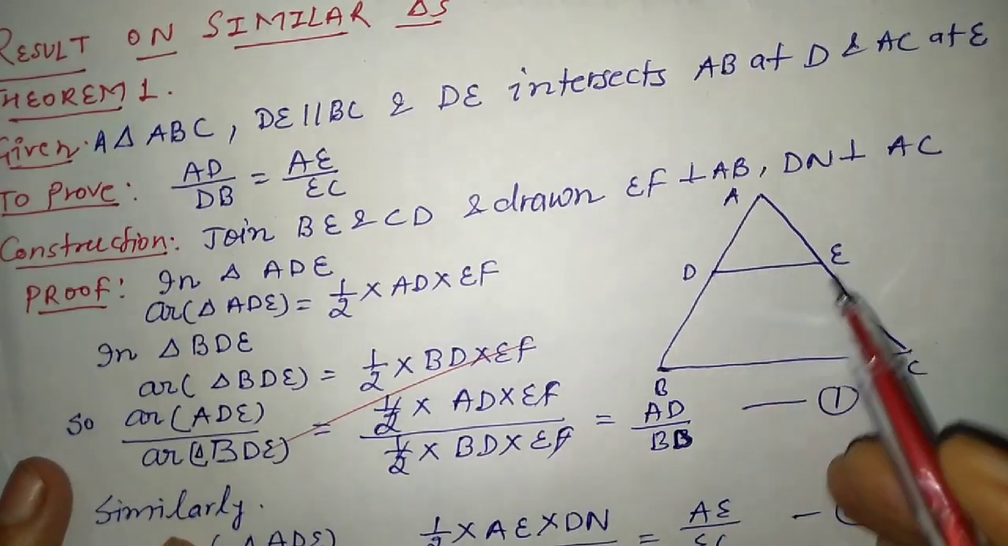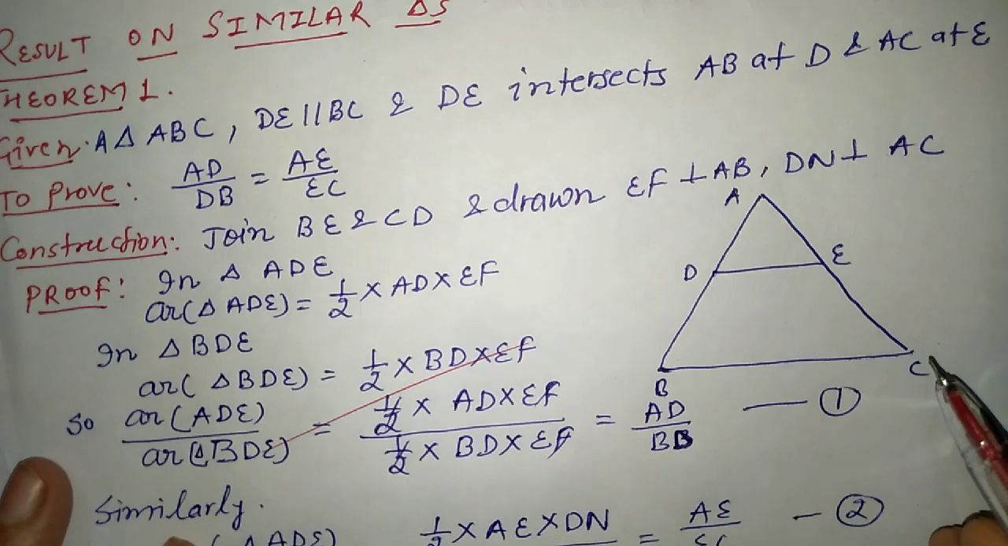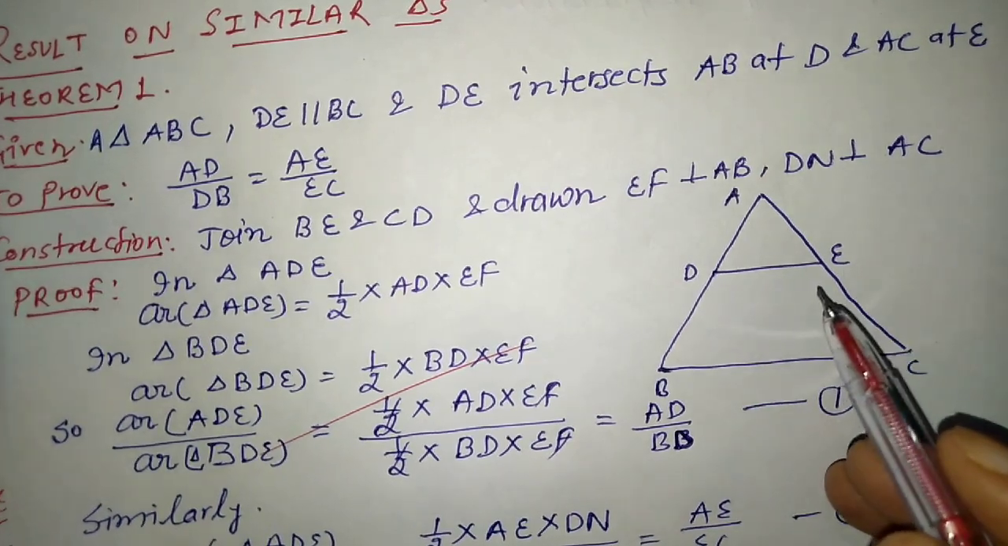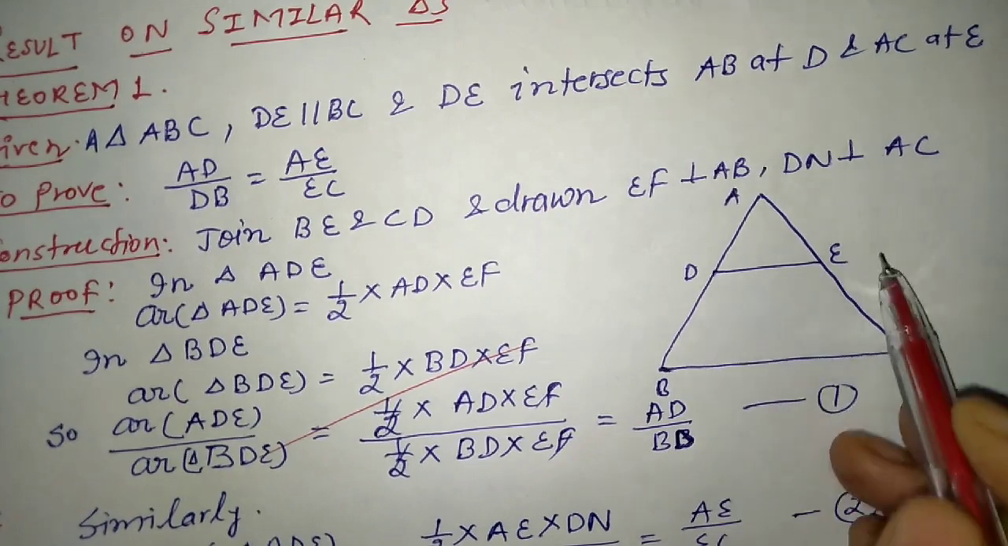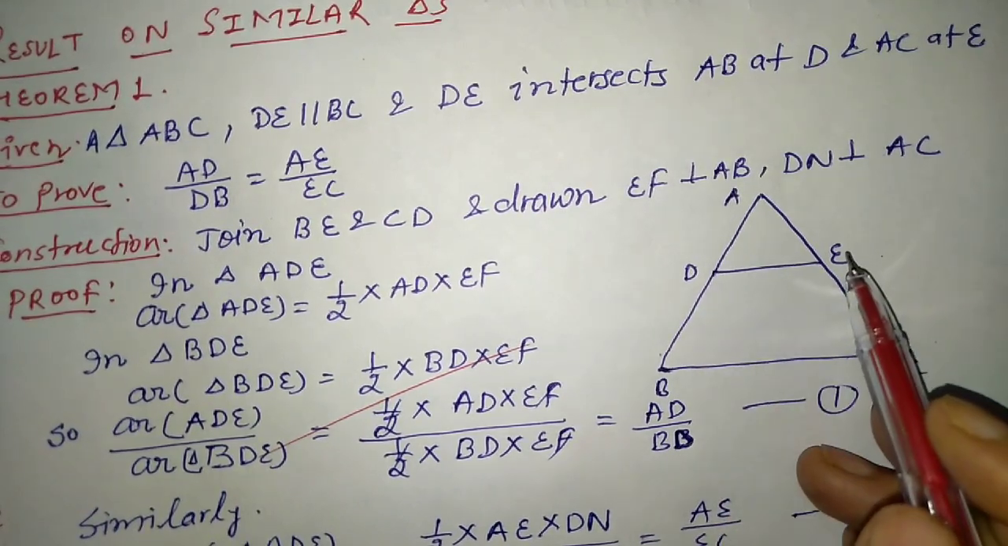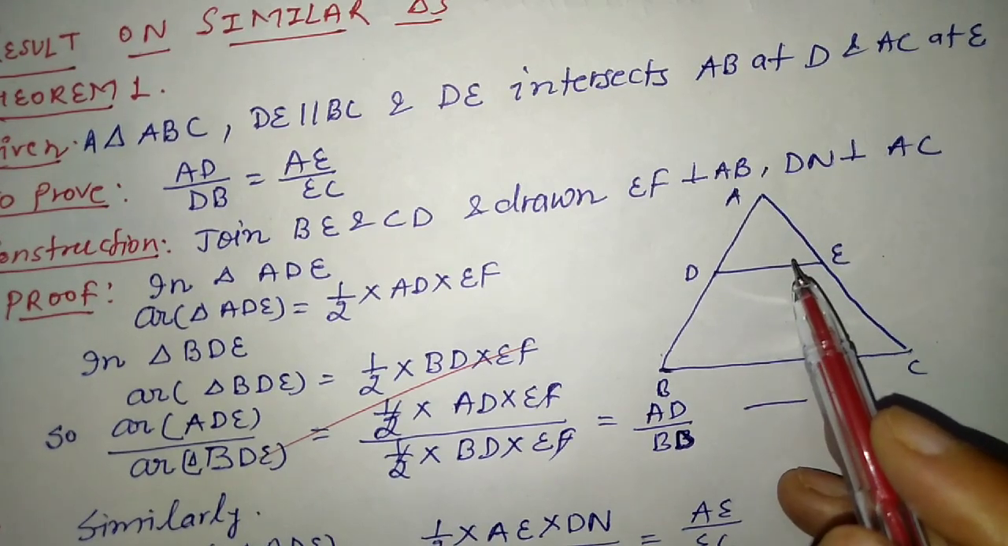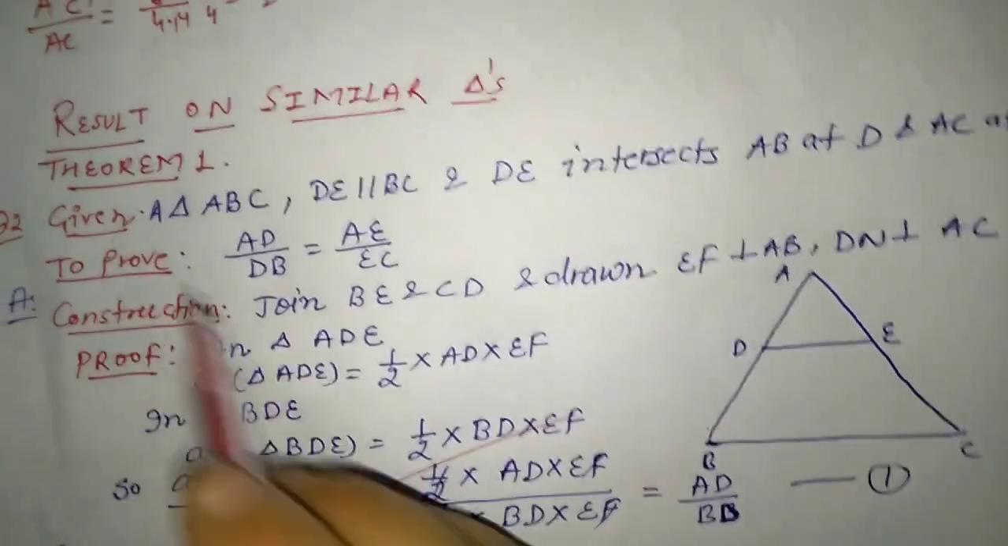A line is drawn parallel to one side of the triangle. This line intersects the other two sides at two distinct points. The other two sides are divided in the same ratio. So what is given here?